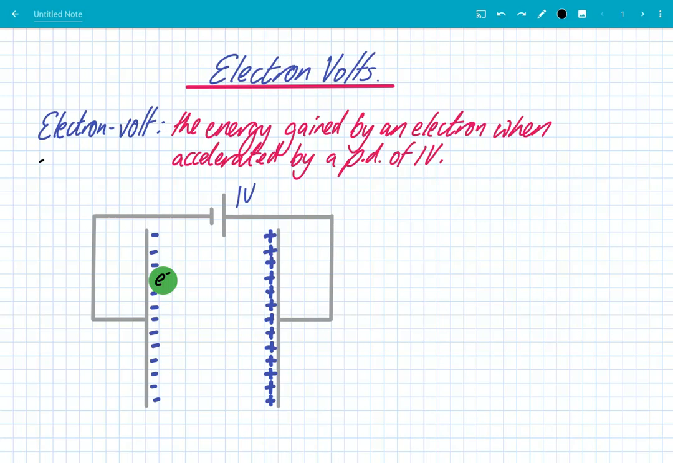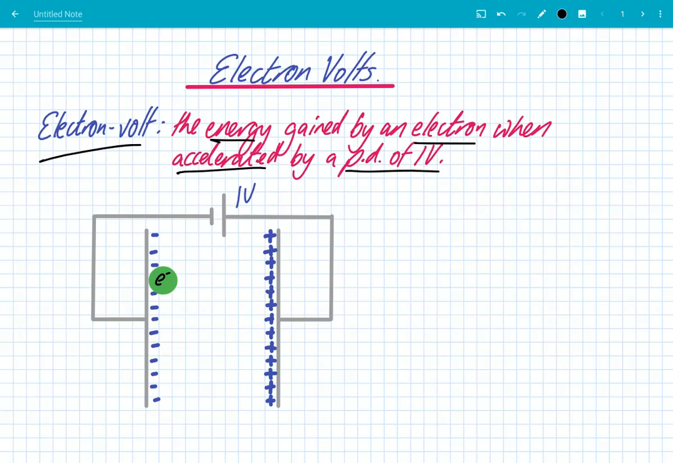It's not an SI unit though, so you have to be careful that whenever you do calculations, we always use joules. But electron volts can be very useful and they're much more manageable as a unit. So what's the definition of an electron volt? It's the energy gained by an electron when it's accelerated by a potential difference of 1 volt.